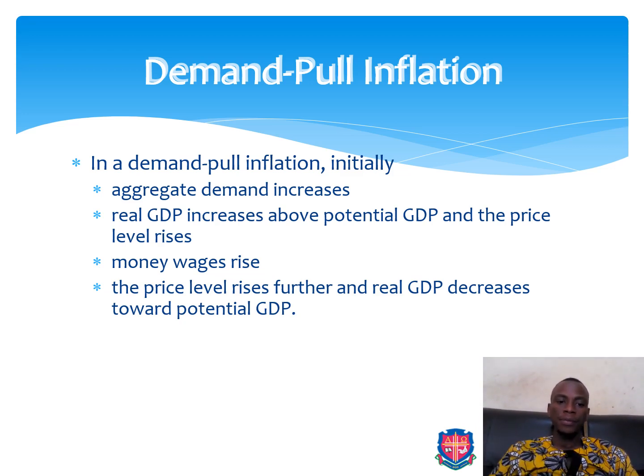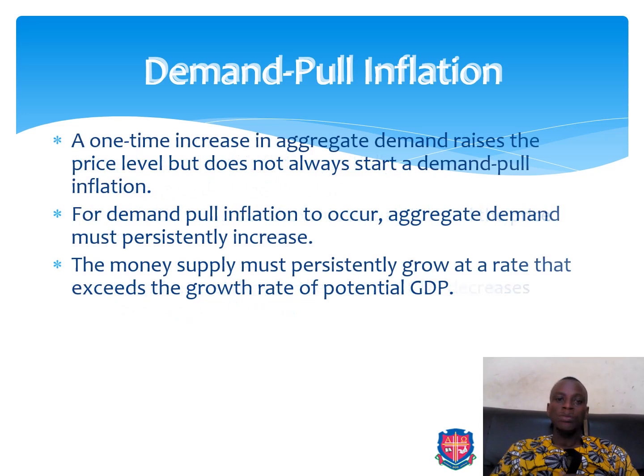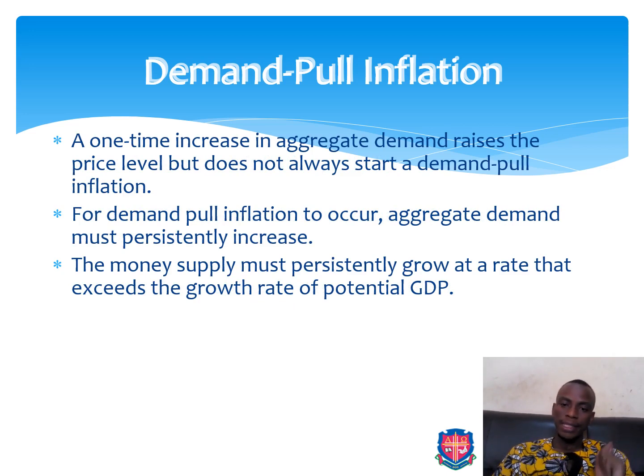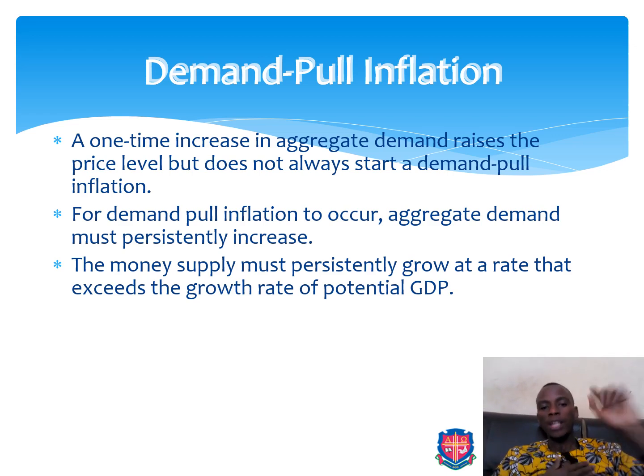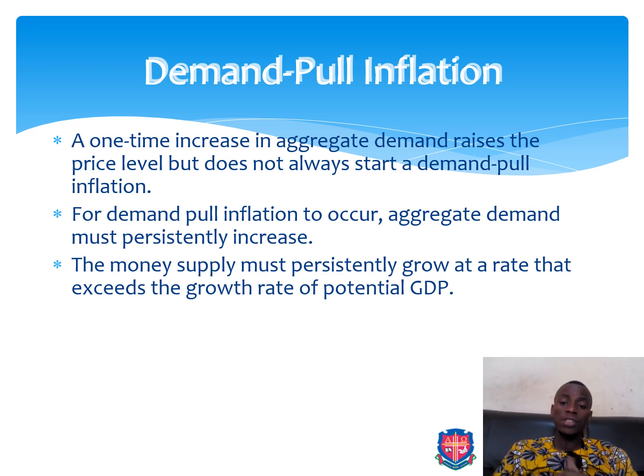Yeah, and the other thing we need to note is a one-time increase in aggregate demand raises the price level, but does not always start a demand pull inflation. For demand pull inflation to occur, aggregate demand must persistently increase. Recall, inflation has an element of persistence. It doesn't happen once in a while. It has to be persistent for it to cause inflation.